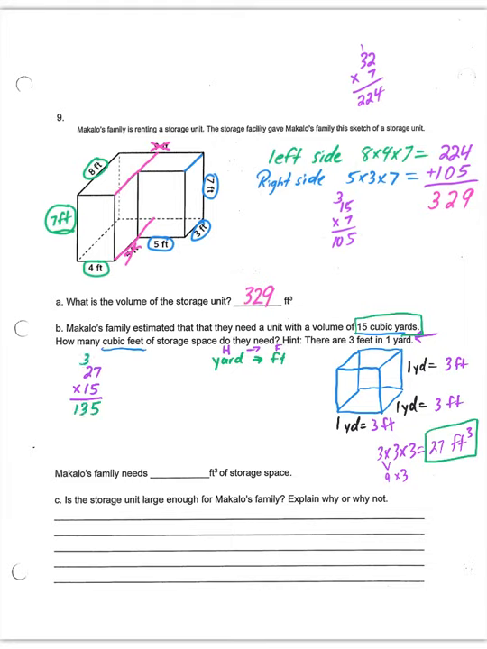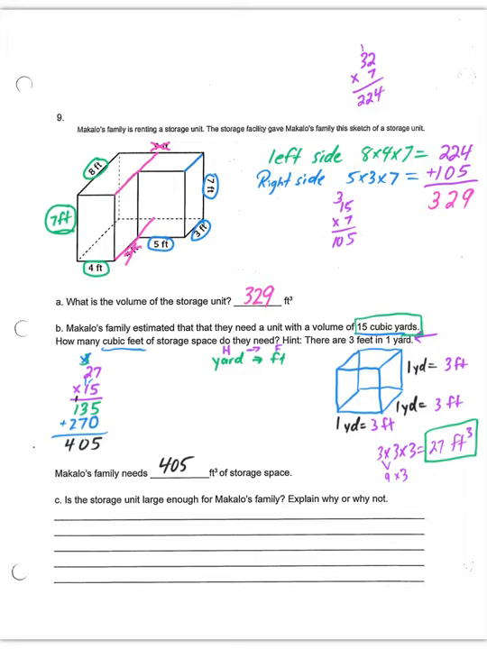First row, we get 135. We start the second row off with a 0. We go 1 times 7 is 7. 1 times 2 is 2. We add those together, and we need 405. So 405 feet cubed of storage space.